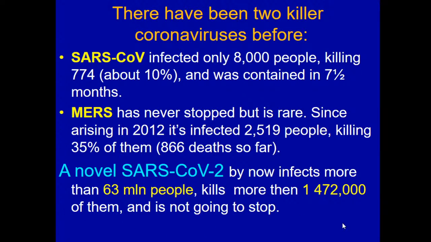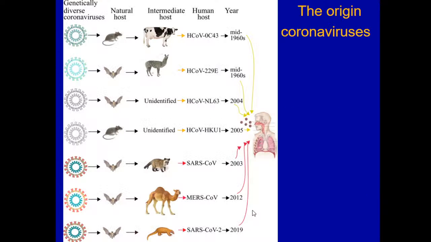And again, a novel SARS coronavirus appeared, and now it infects more than 65 million people, if I'm not mistaken, a bit more already, and kills more than 1.5 million of them. And my dears, it is not going to stop.